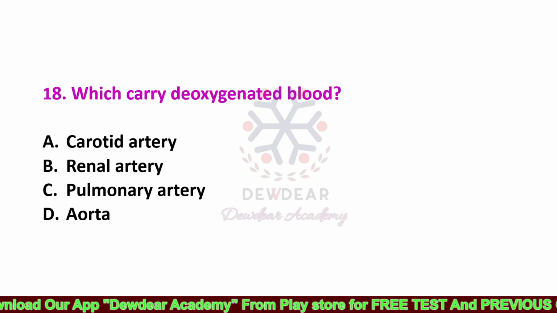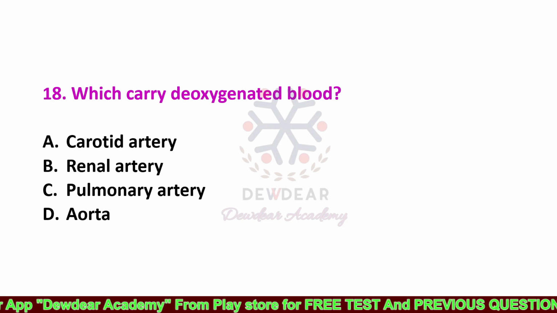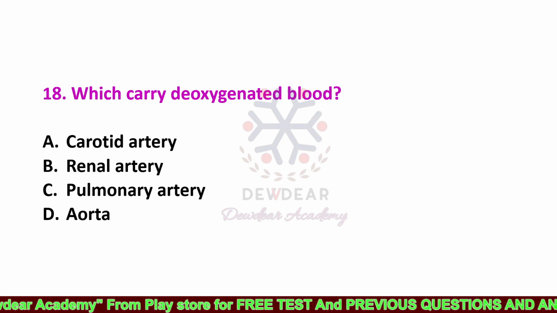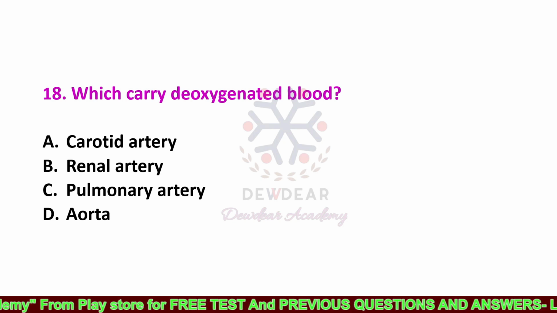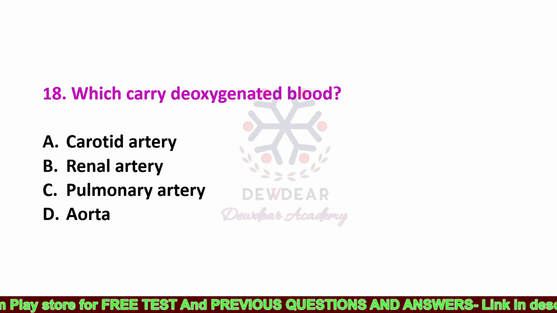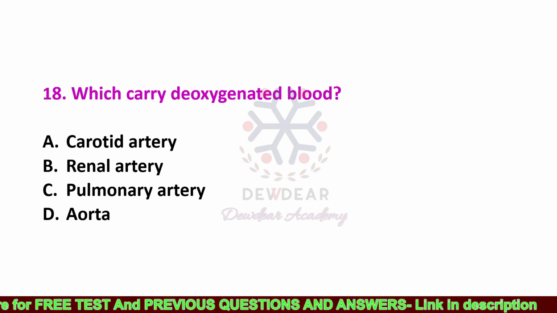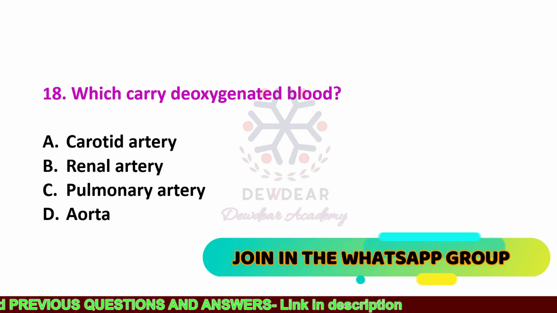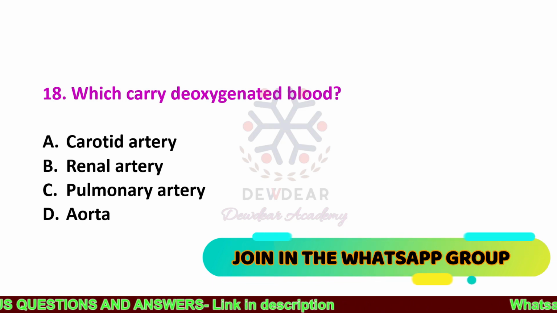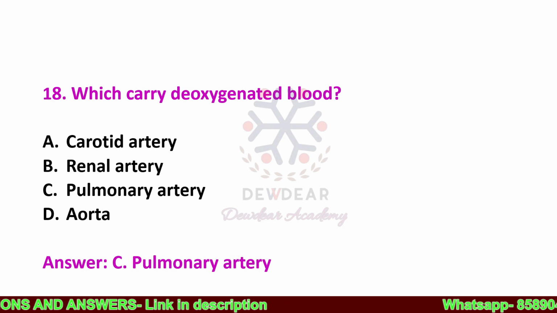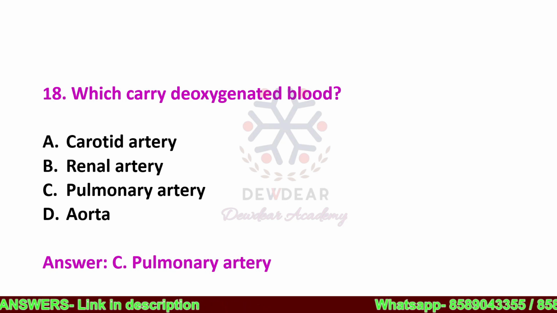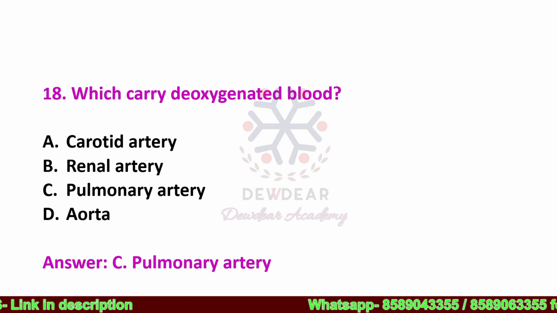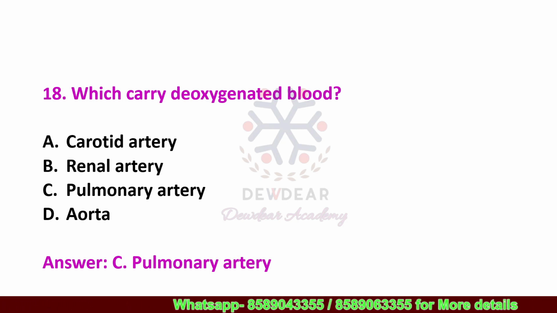Next question is, which carry deoxygenated blood? Options: carotid artery, renal artery, pulmonary artery, aorta. The correct answer is option C, that is pulmonary artery. Pulmonary artery carries deoxygenated blood. We know that all arteries carry oxygenated blood except pulmonary artery.